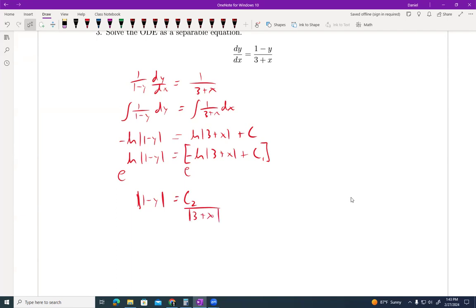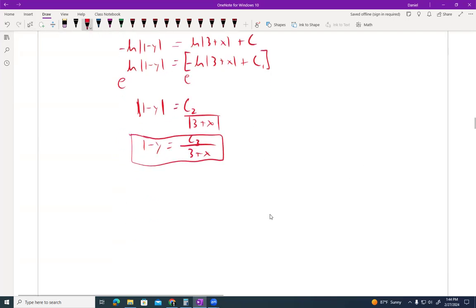Okay, and then now we can drop the absolute value bars as long as we make c2 plus or minus. So we get 1 minus y is equal to c3 over 3 plus x. Okay, and if you left your answer like this, that would have been full credit. But you can keep going and you could solve for y in terms of x. All right, so we can subtract 1. We get negative y is equal to c3 over 3 plus x minus 1.